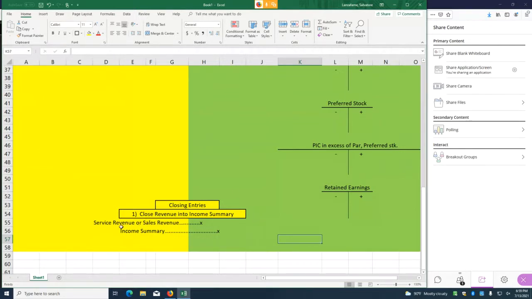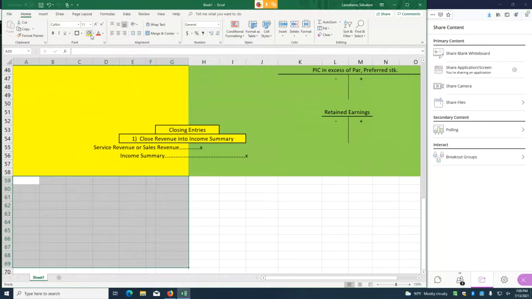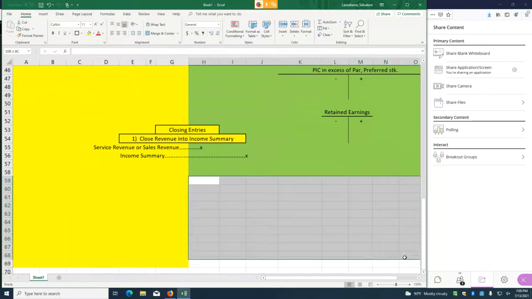And the reason why I have put this journal entry kind of straddling the yellow and the green is because you would have no idea looking at this closing entry whether you are closing for a sole proprietorship, partnership, or corporation. Closing entry number one is the same in both. There's no corporation lingo that's different. Revenue's revenue. You've got to close it in the income summary. So the good news is closing entry number one is identical under both environments.